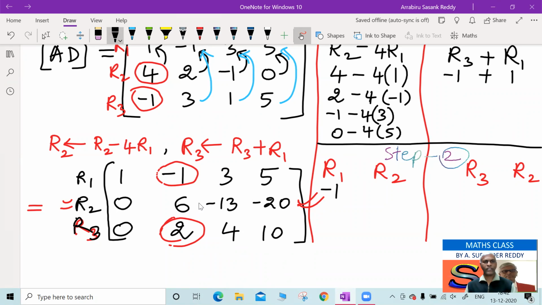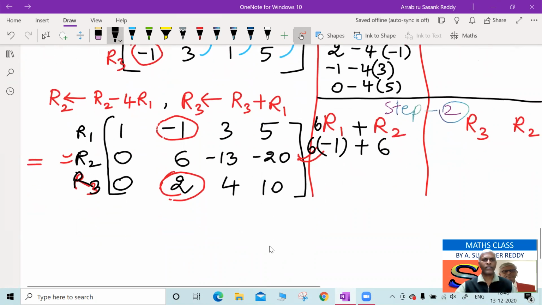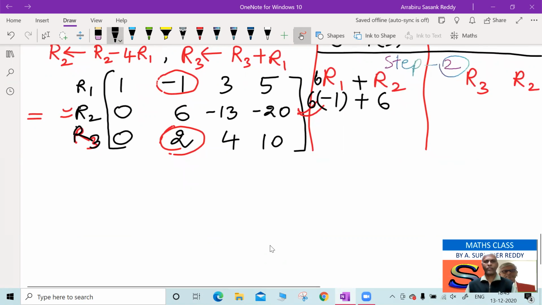R2లో ఏముంది, R2 అంటే సెకండ్ రో 6 ఉంది. సో ముందు ఇవి రెండు ఈక్వల్ చేయాలంటే దీన్ని 6 తోని మల్టిప్లై చేయాలి. సో 6 into R1 minus 6 is plus 6. So by adding them, it becomes 0. So what is the formula? Minus 6R1 plus R2.